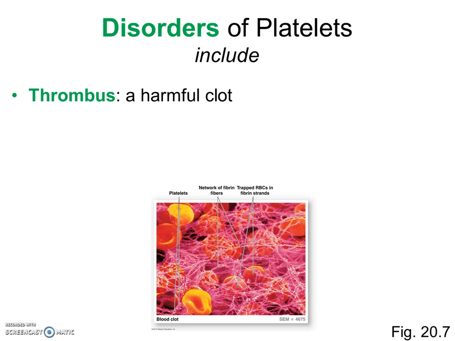So some disorders of your platelets include a thrombus. A thrombus is a harmful clot. So in this picture, you have your red blood cells here. You have all of these proteins that are formed with the help of platelets, which are actually these tiny little structures right here. When the platelets do their job well, they cause the blood to clot. But sometimes clots are formed when they shouldn't be there, and that's the thrombus.